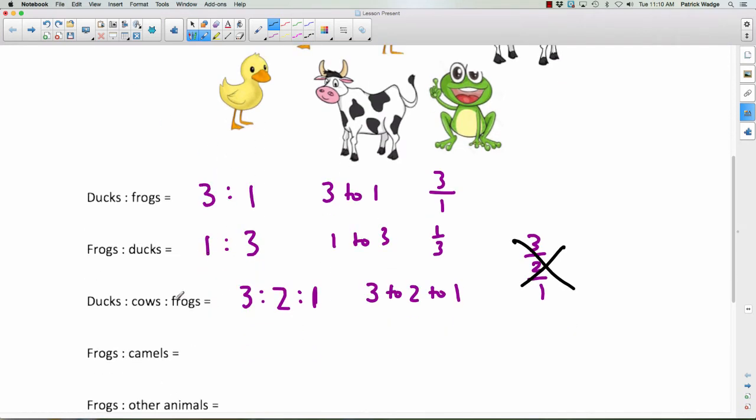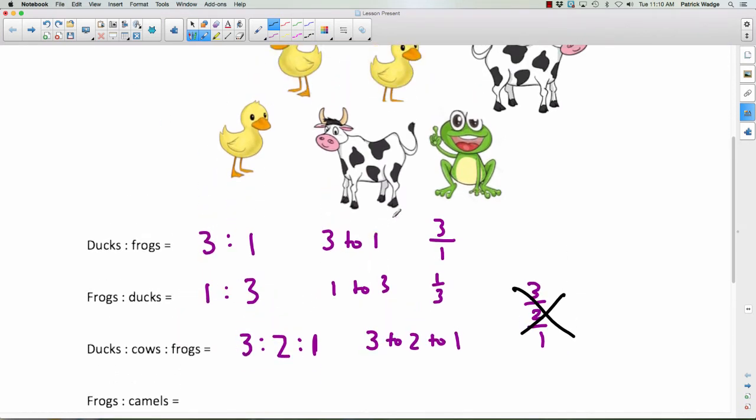All right, next, frogs to camels. Okay, we count up the number of frogs. I see 1 frog. Look, he's telling us there's only 1 of me. Very helpful frog. There's 1 frog. How many camels? Let's count up all the camels.